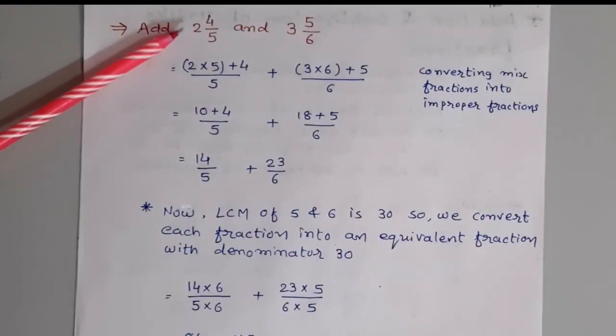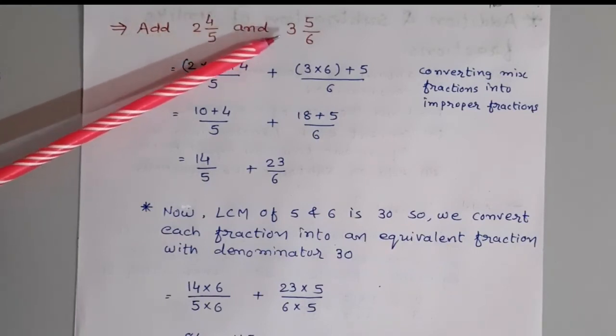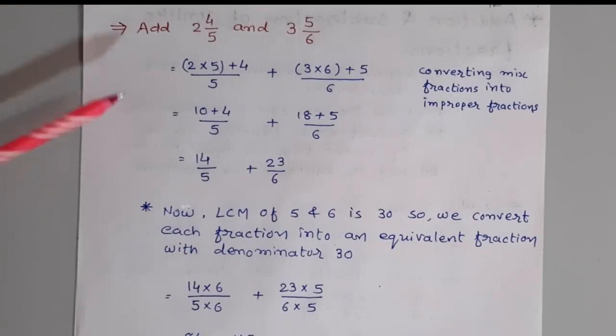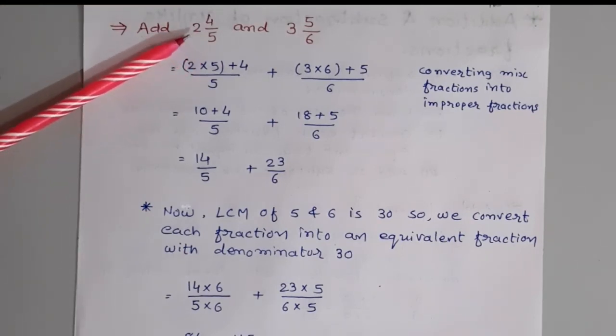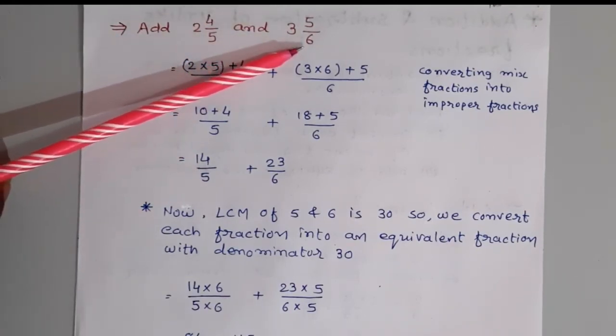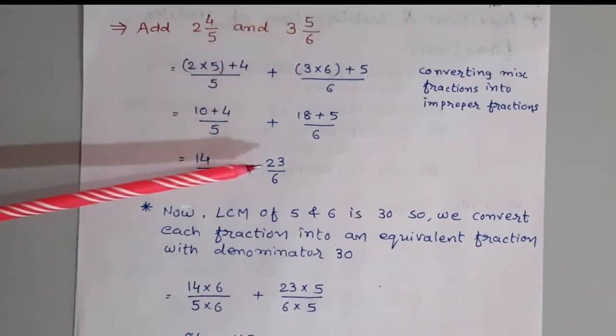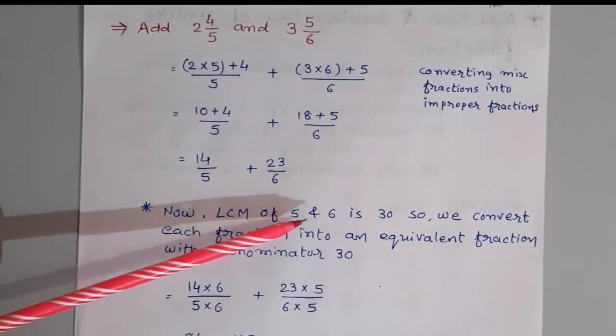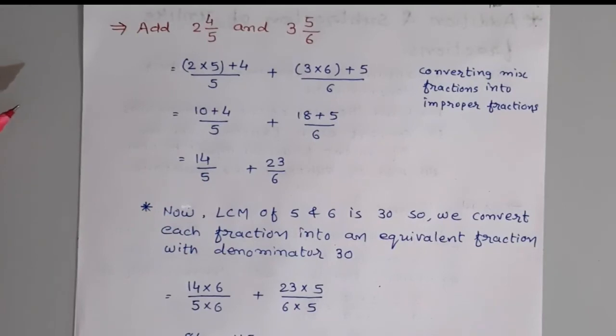Add 2 integer 4 upon 5 and 3 integer 5 upon 6. First, let's convert these mixed fractions into improper fractions. 2 5s are 10 plus 4, 14 upon 5, plus 3 6s are 18 plus 5, 23 upon 6. Now the LCM of 5 and 6 is 30. So we convert each fraction into an equivalent fraction with the denominator 30.